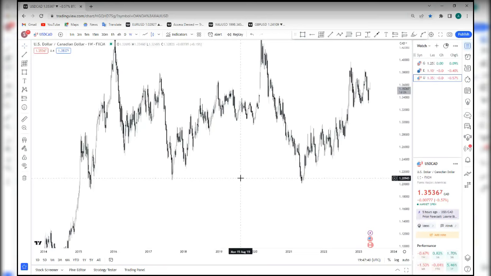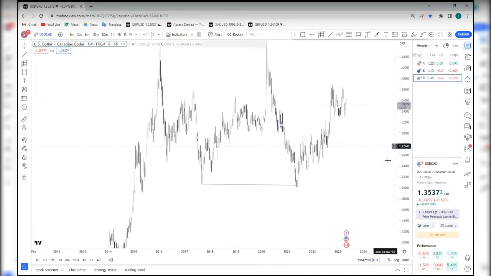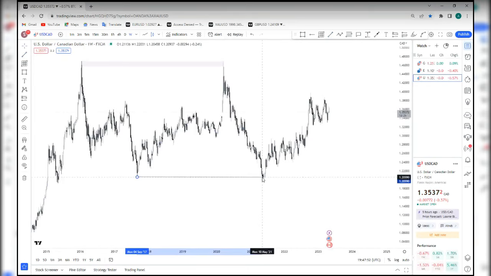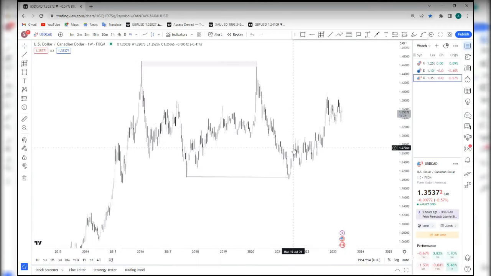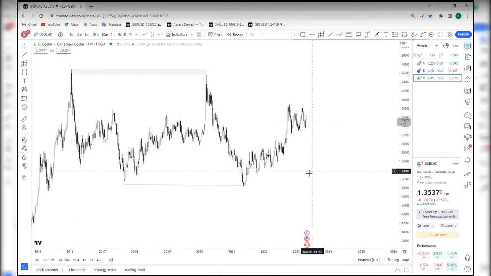Daily 4 hours. Then we have a break of market structure. Now looking at this structure, after having this break on weekly time frame, we will be expecting a retracement, which is this.